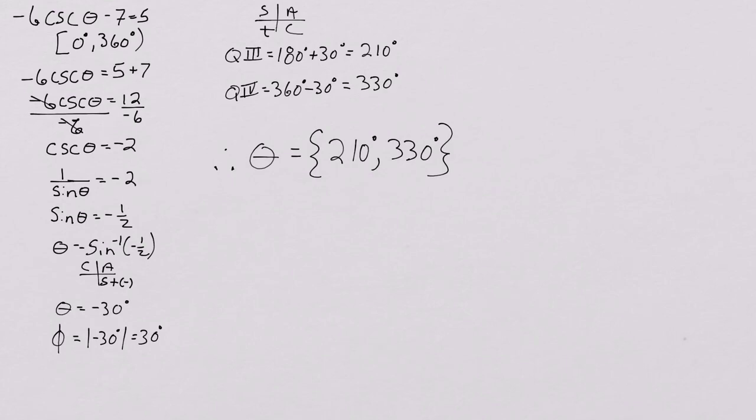Same procedure as the other ones. The only difference is this trick right here. We use the idea that it's the reciprocal, and we make our life easier by simply doing sine instead of trying to do arc cosecant.